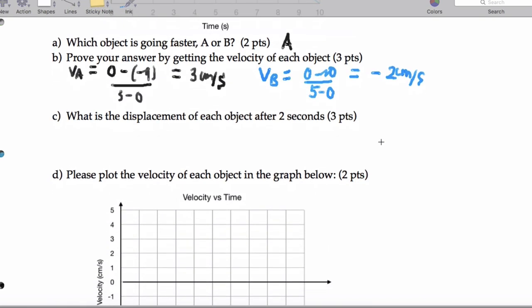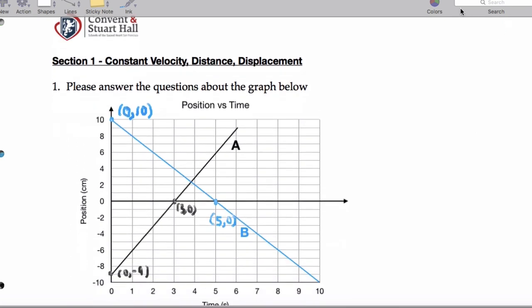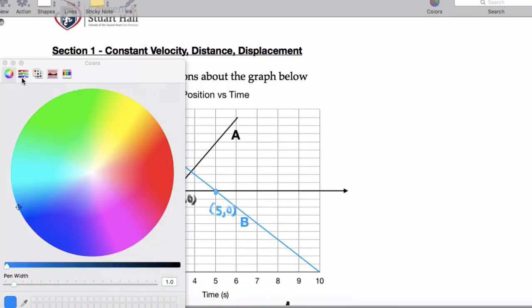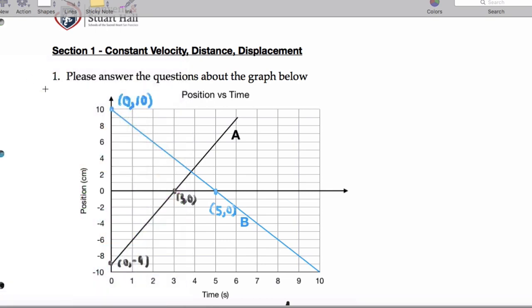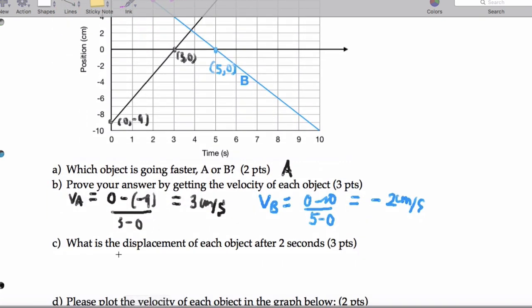Excellent. Now we want to know the displacement of each object after 2 seconds. Let's go ahead and calculate that now. So after 2 seconds, we see that object B is at a position of 6 centimeters. So its displacement is going to be 6 minus 10 for B. And that's going to give us a displacement of -4, because remember, it's final position minus initial position.